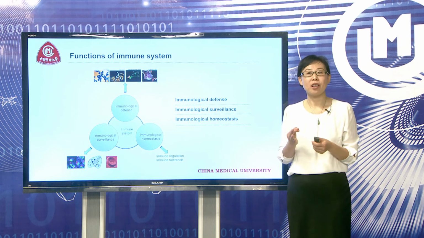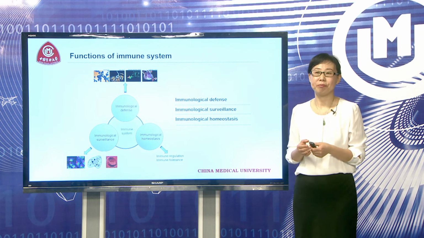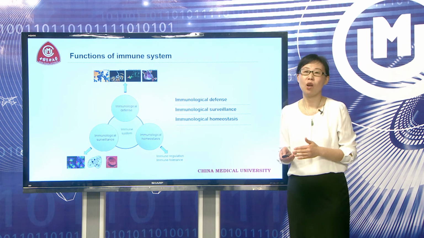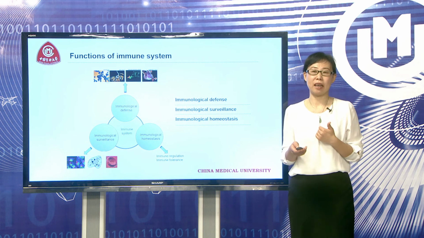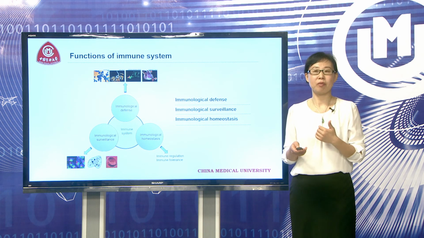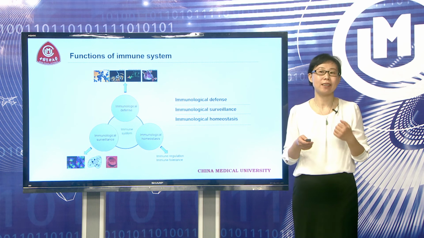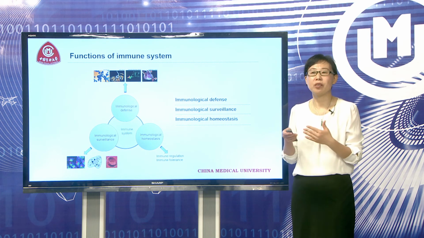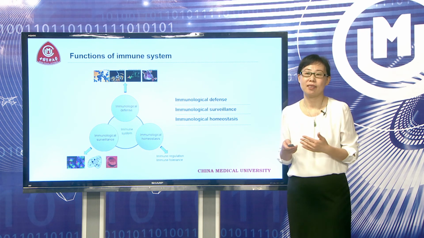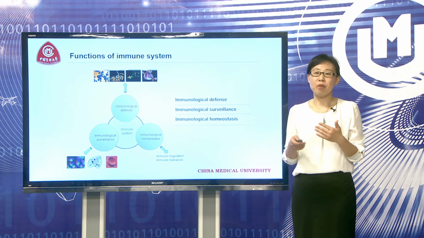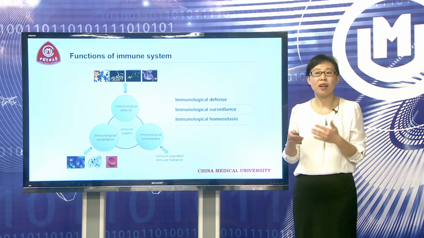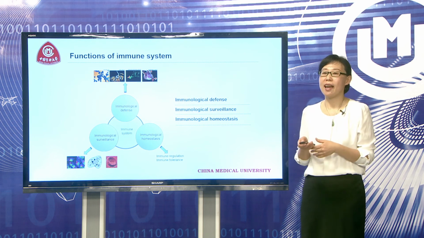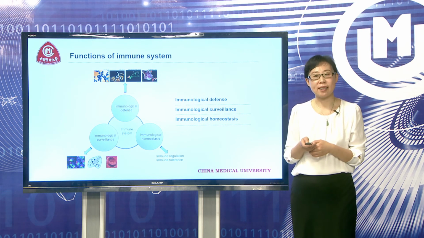There are three functions of the immune system. The first one is immunological defense. When the pathogen invades into our body, our immune system is responsible for fighting against those pathogens. This effect is called immunological defense. Except that, our immune system also exhibits some other functions: immunological surveillance and immunological homeostasis.